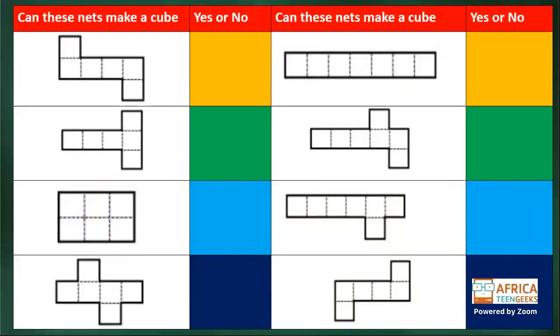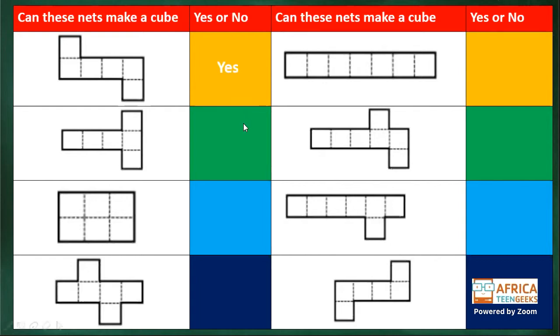Look at the first shape there. Do you think that one is the net of a cube? You can just write yes or no. The very first one on the left side, do you think that is a net of a cube? There we go. We have some answers. Great, guys. Yes, it is.